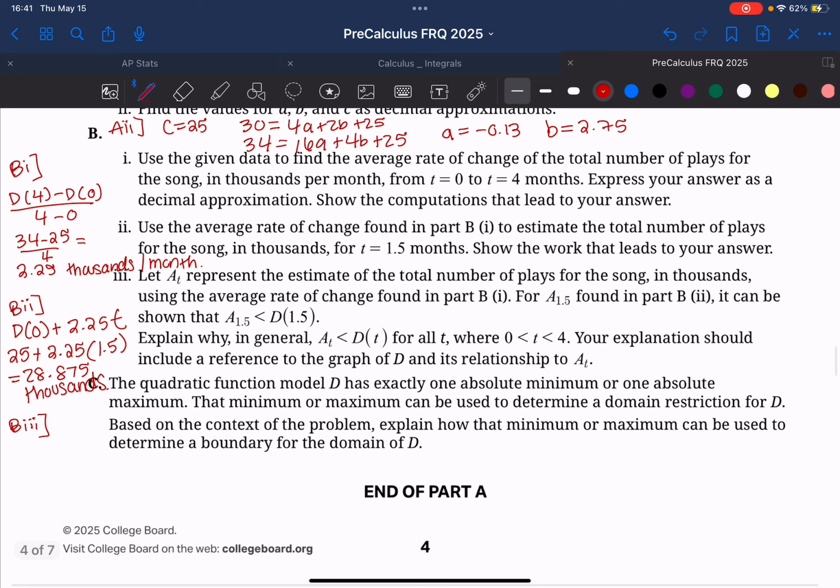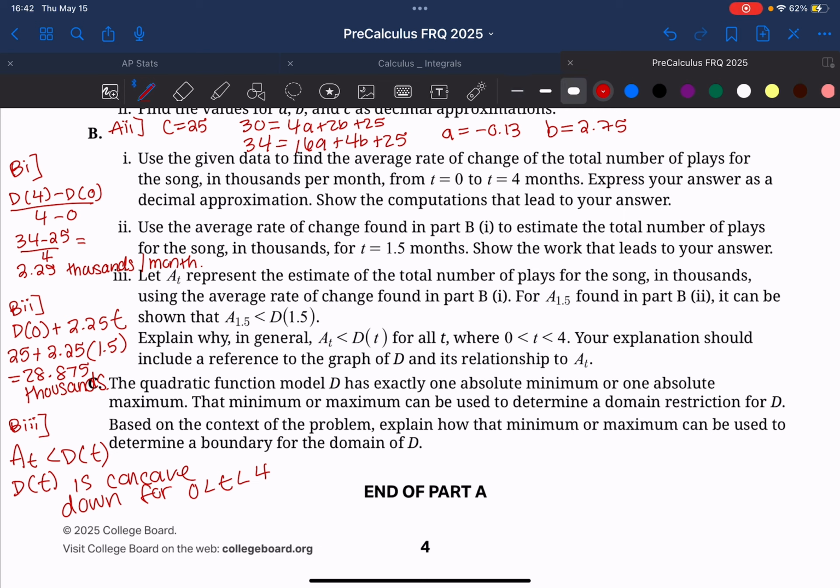Okay, so for B part 3, I would say that A of t is less than D of t, because if we look at the graph, D of t is concave down for 0 less than t less than 4. And since it's concave down, this tells us that this D of t value is going to be greater than our A of t value.